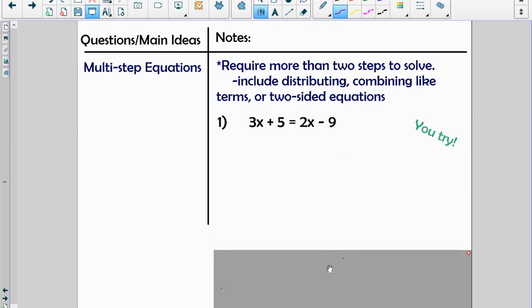Here's an example of another two-sided equation that I'd like you to try. So at this time, I want you to pause the video, try it for yourself, and once you've solved it, check back to see how you did.